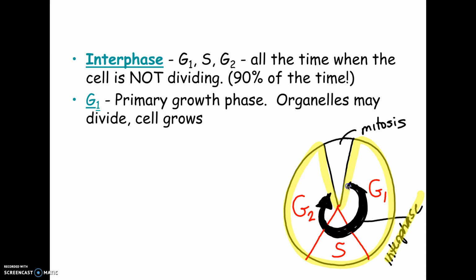It's also going to be doing whatever the jobs of that cell are going to be. If that's a skin cell, it's going to do what skin cells do. If it's a bone cell, it's going to do what bone cells do. If the cell is never ever going to divide, it will never go past G1.